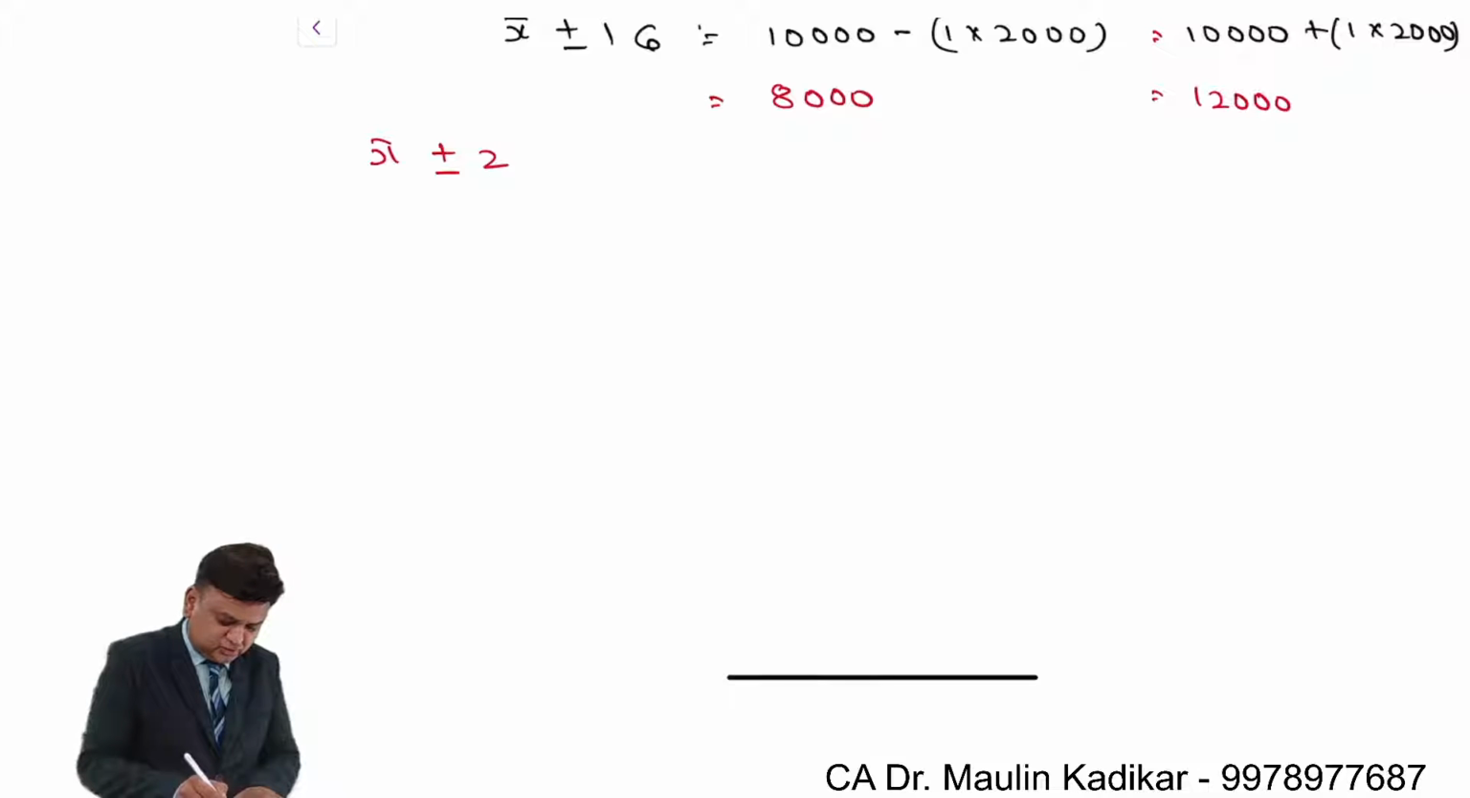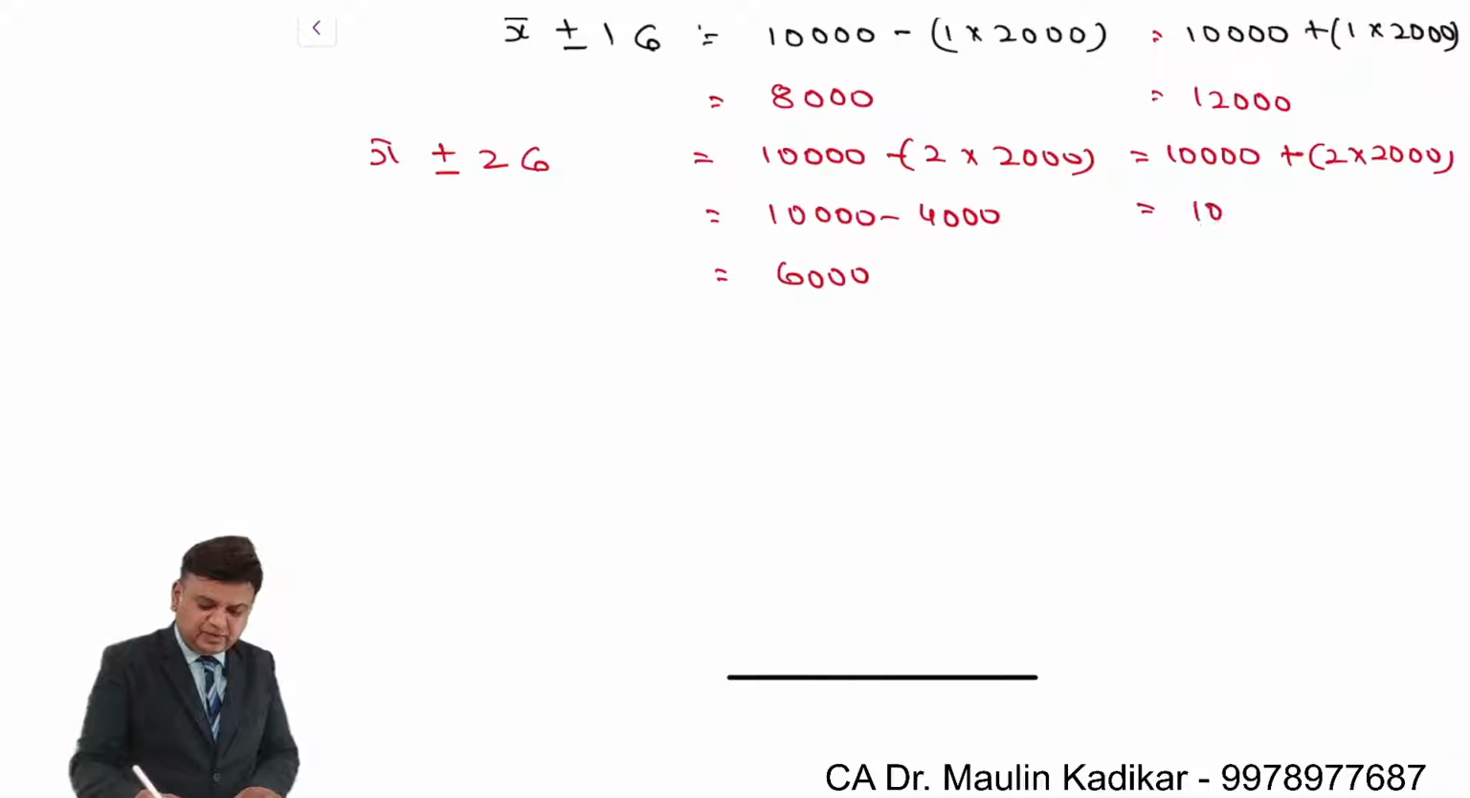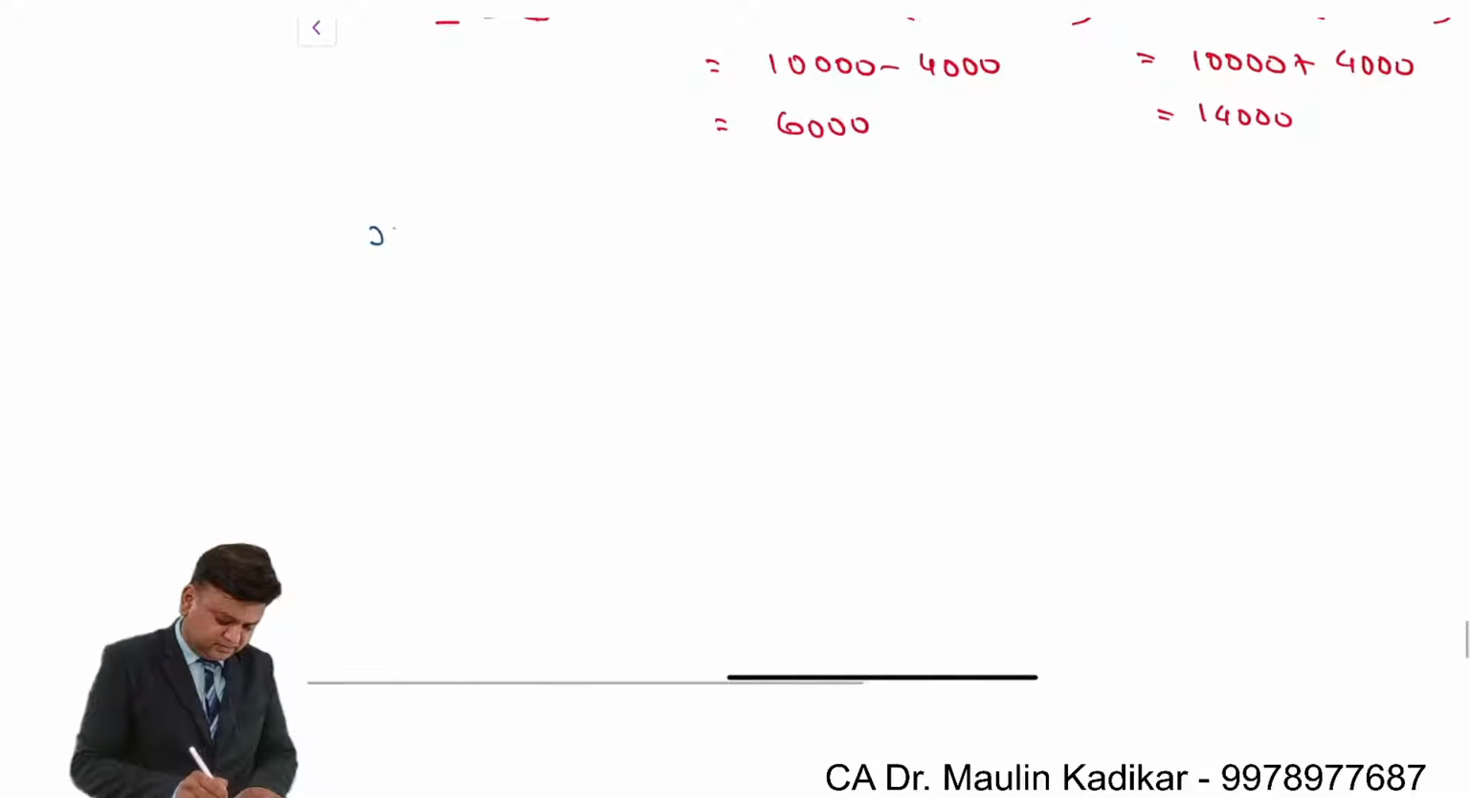X bar plus or minus 2 standard deviation. So 10,000 minus 2 into 2,000. So it is 10,000 minus 4,000, that comes to 6,000. And on the other hand, again 10,000 plus 2 into 2,000. Why I am doing it, I just explained that to you in 2 minutes. And again I repeat that, this is only for understanding, not forming part of answer.